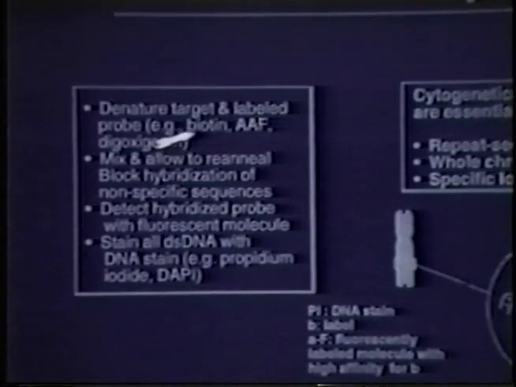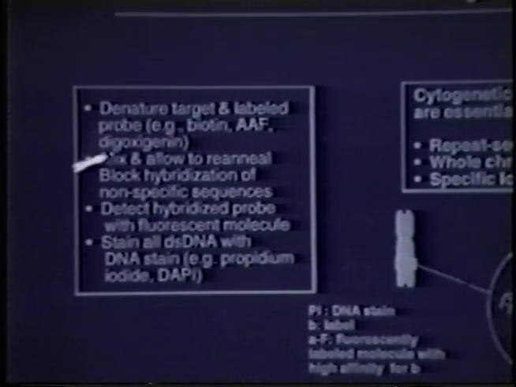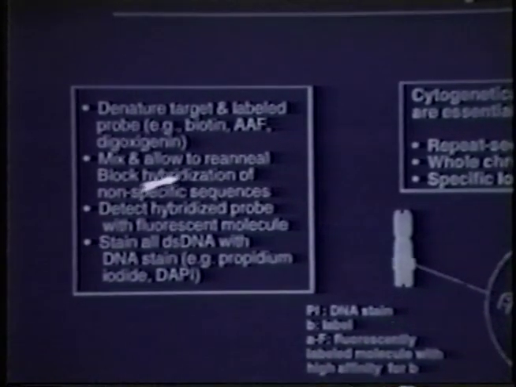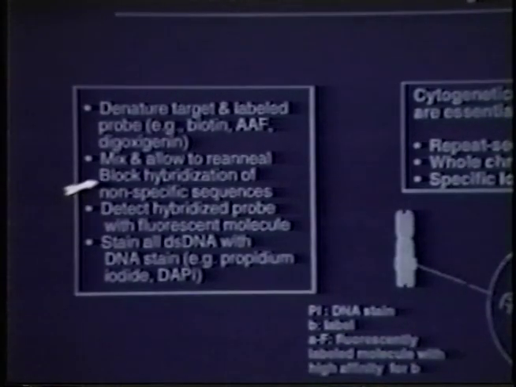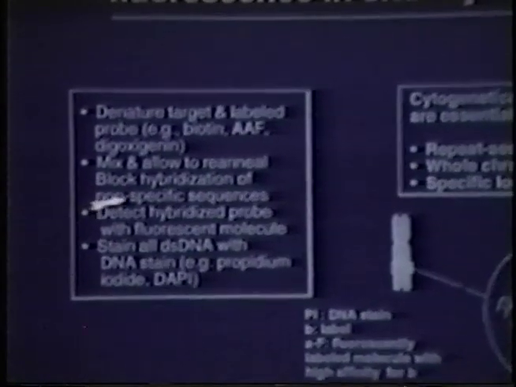Now, the idea is to mix the probe and the target together and allow the single-stranded sequences to re-anneal under conditions where you have binding of the probe only to DNA sequences to which it has high homology. Now, it turns out if you're working with human chromosomes, they're full of interspersed repeats that are not chromosome-specific, and so these are usually competitively inhibited during the hybridization process.